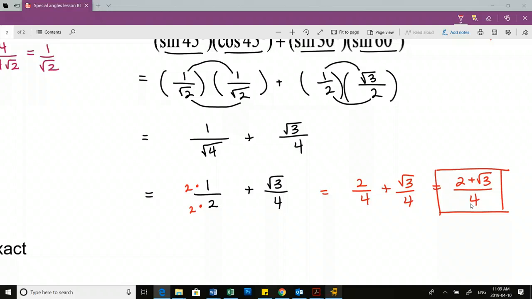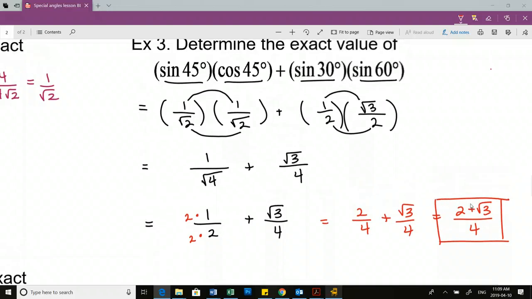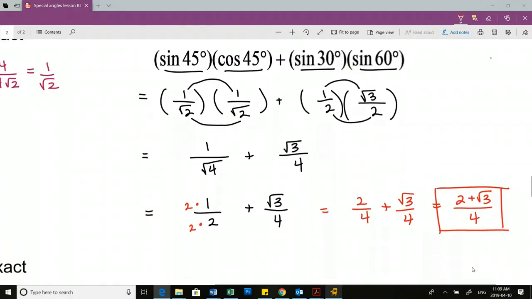Okay, any questions on any steps that I did here? Okay, so if I want to evaluate an expression, I have to have 45s, 30s, and 60s, otherwise I can't do exact values. But I will replace them with their exact values from the triangles, and then I'll just work to simplify that expression as much as I can.